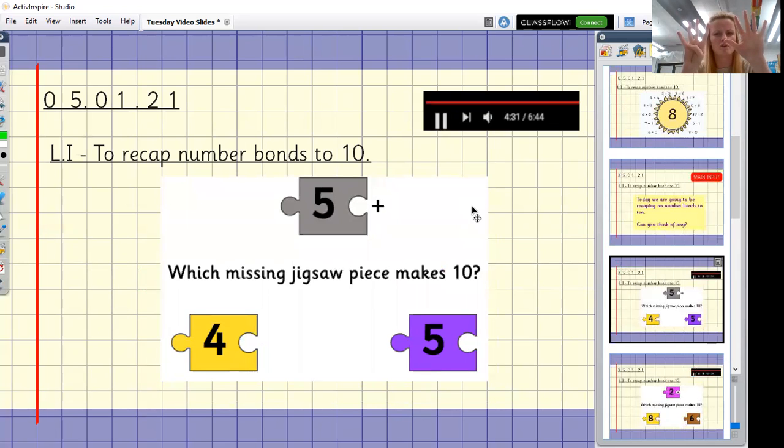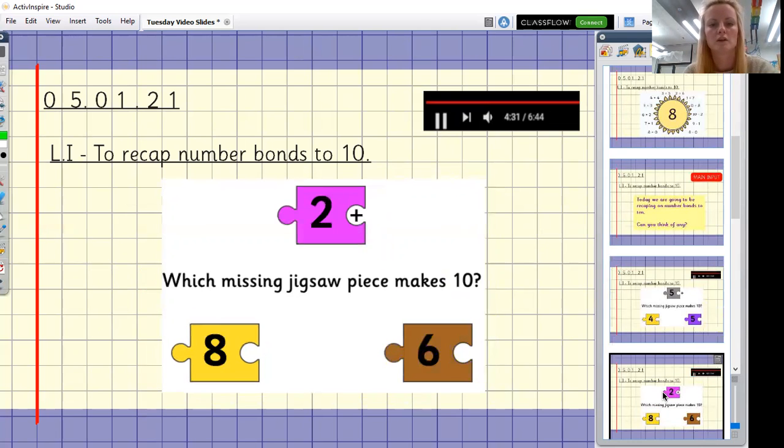So 5 plus 4, does that equal 10? 5 plus 5 equals 10. Okay, let's move on to the next one. This time I'm not going to give you the answer so quickly, so you need to press pause. 2 plus something equals 10. Write it down as a number sentence.